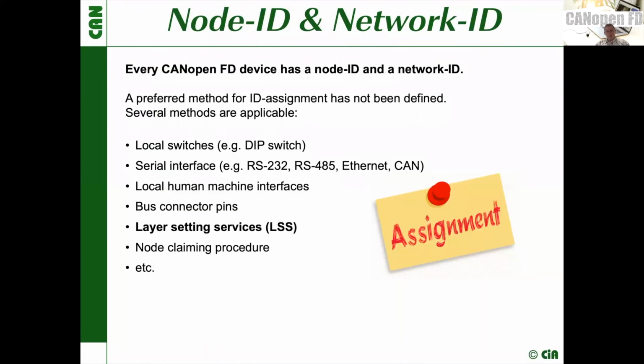When we had a first look at the CANopen FD device model, we figured out that, in addition to a node ID, we now have to deal with a network ID. So every CANopen FD device has a node ID and a network ID, and a preferred method of ID assignment has not been defined. For classic CANopen, several methods are applicable: local switches, geographical addressing, and whatever.